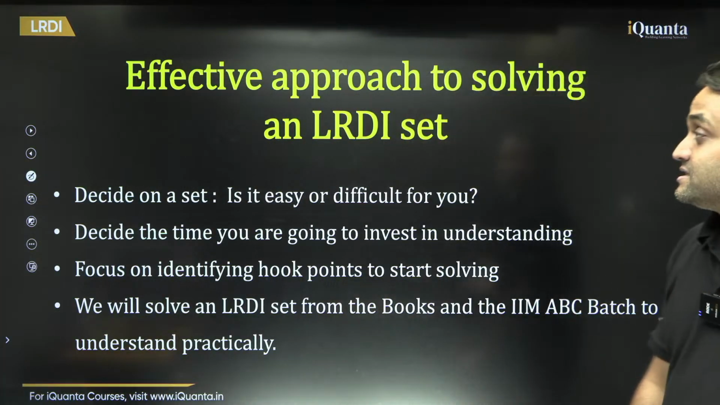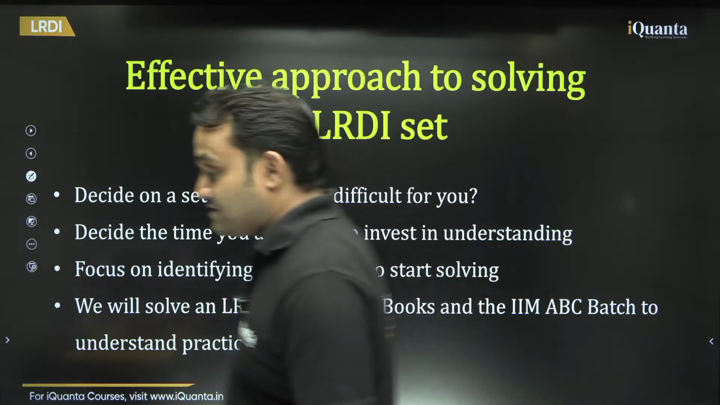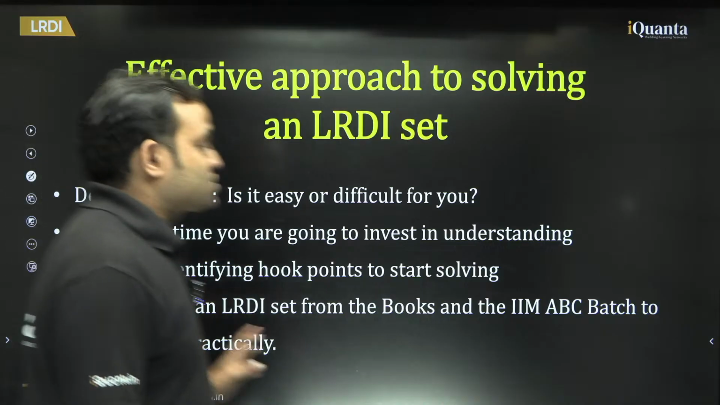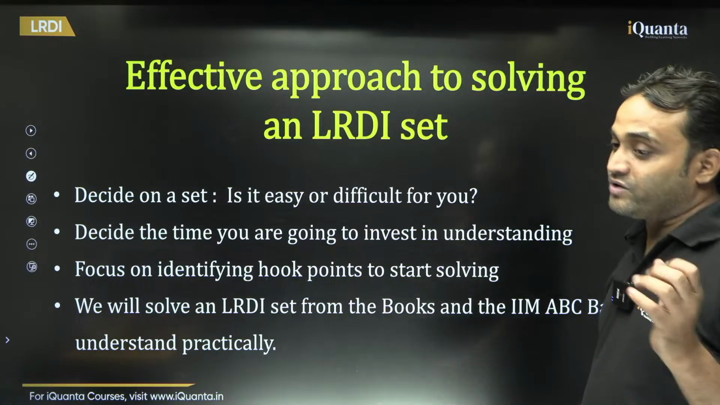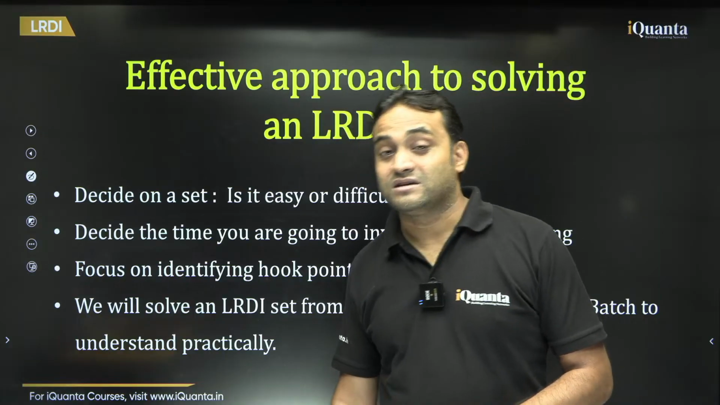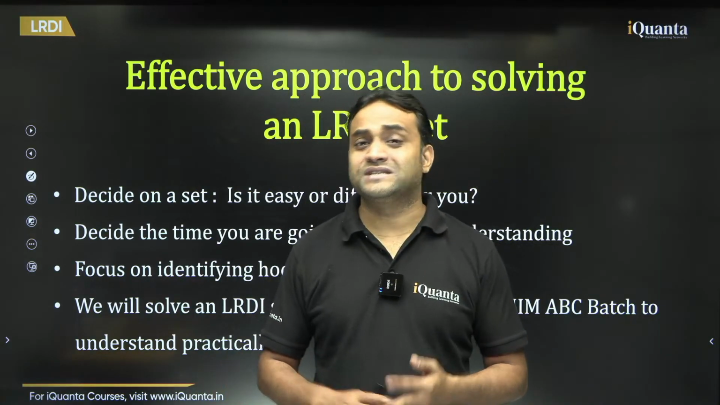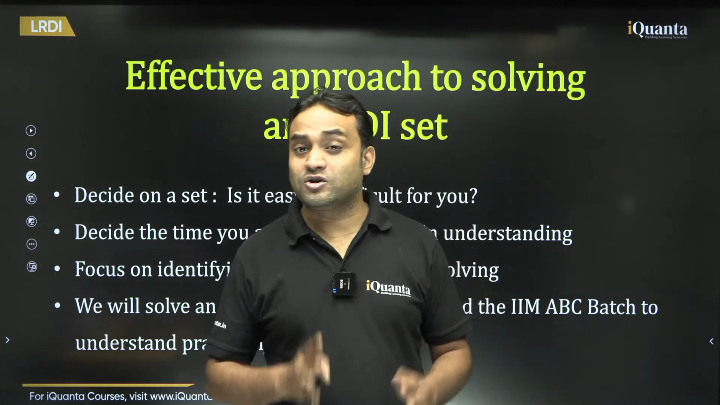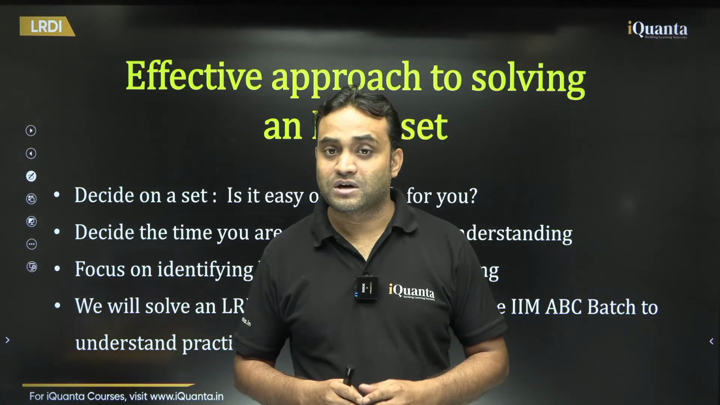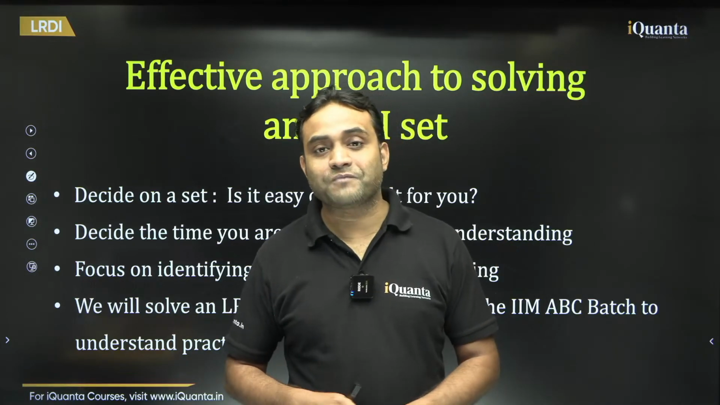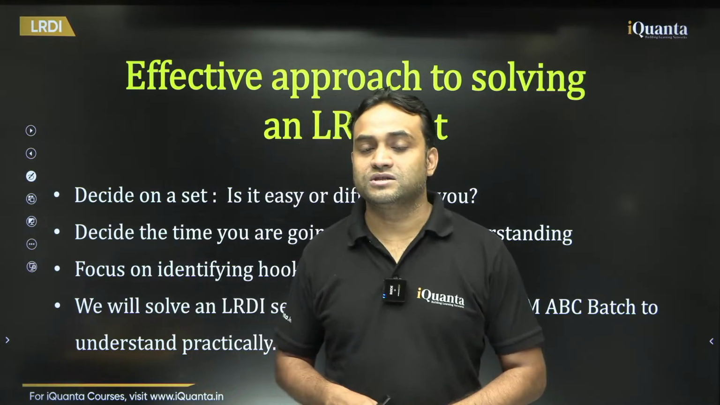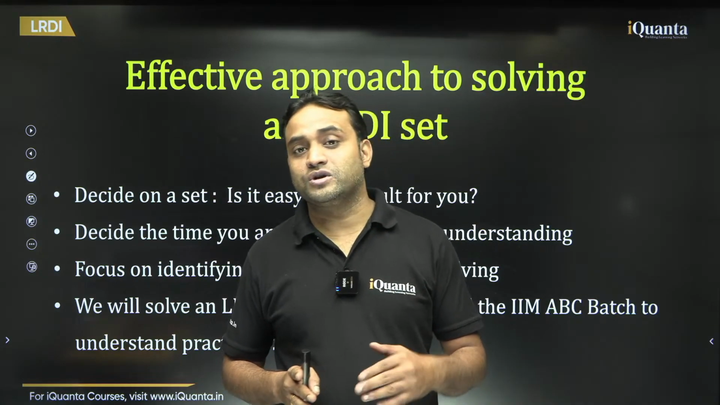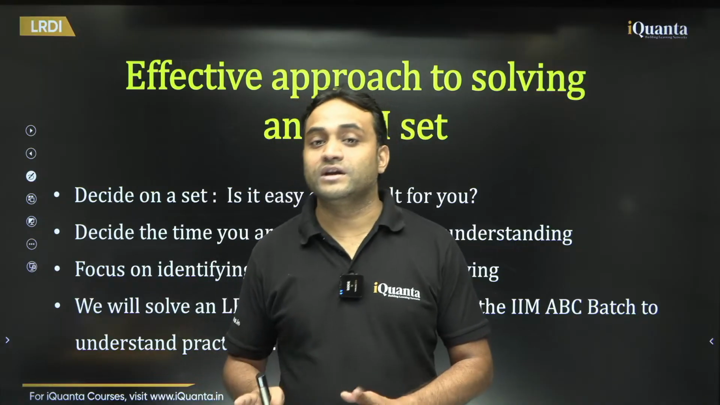We are going to discuss an effective approach to solve an LRDI set, especially a DI set. Now, in case of steps, what we need to follow: first, try to read the set properly, try to understand the information. Have you solved a similar kind of set before? Or if this set is related to a particular quant topic or a particular DILR topic, are you familiar with that? If you are familiar with that, then you should approach that set. Otherwise, it should not be your first priority, okay? Or you should attempt that set only if you have enough time, okay?